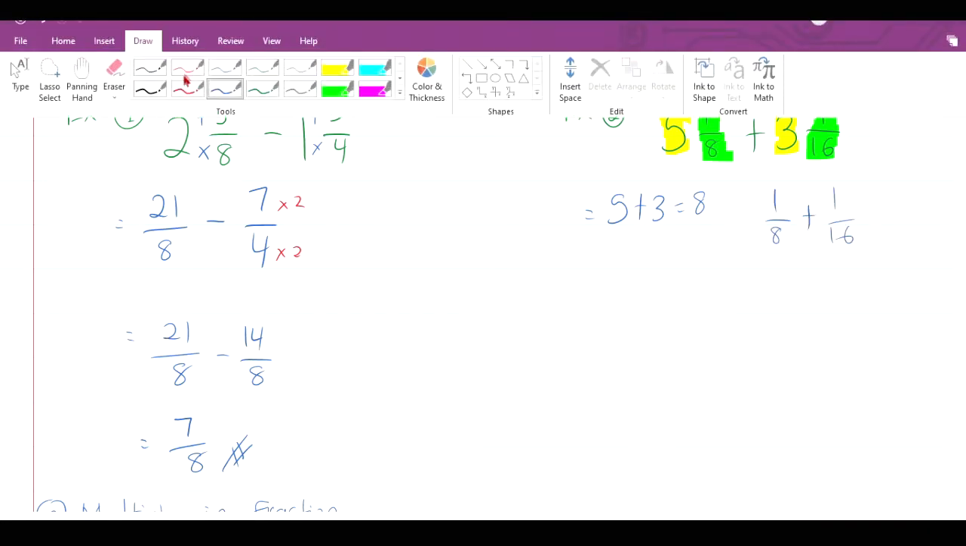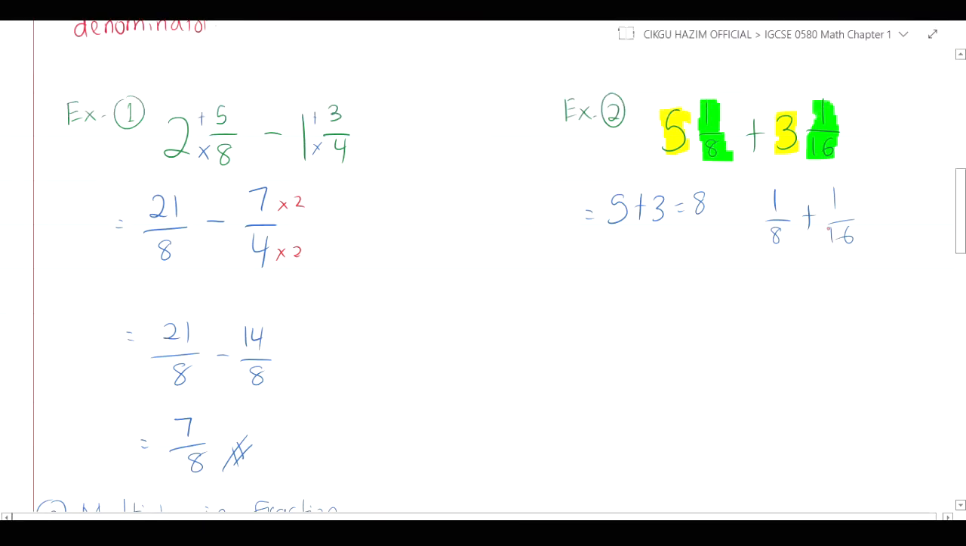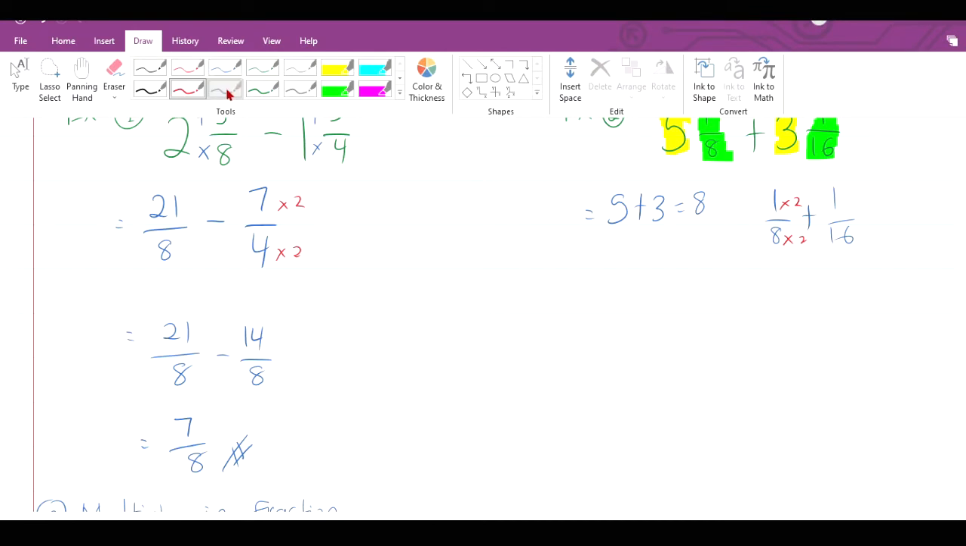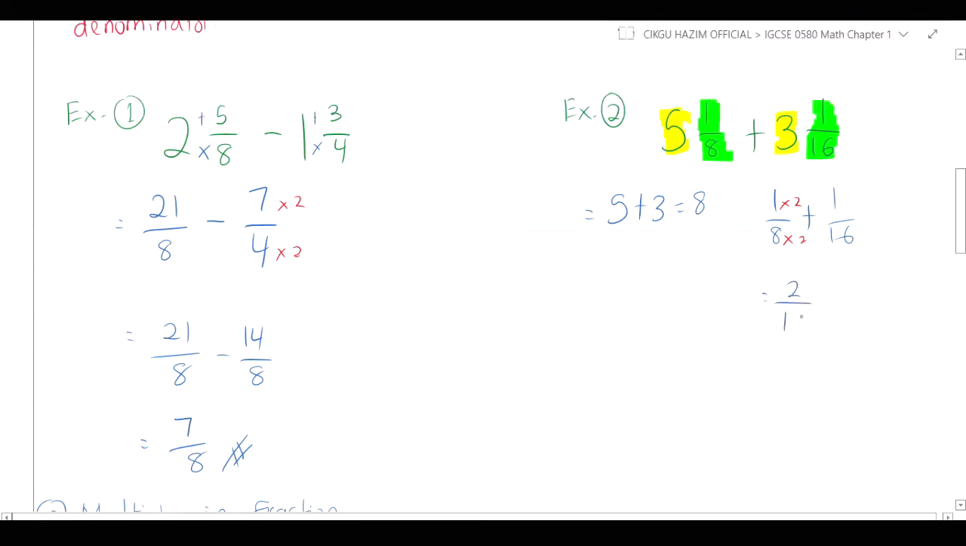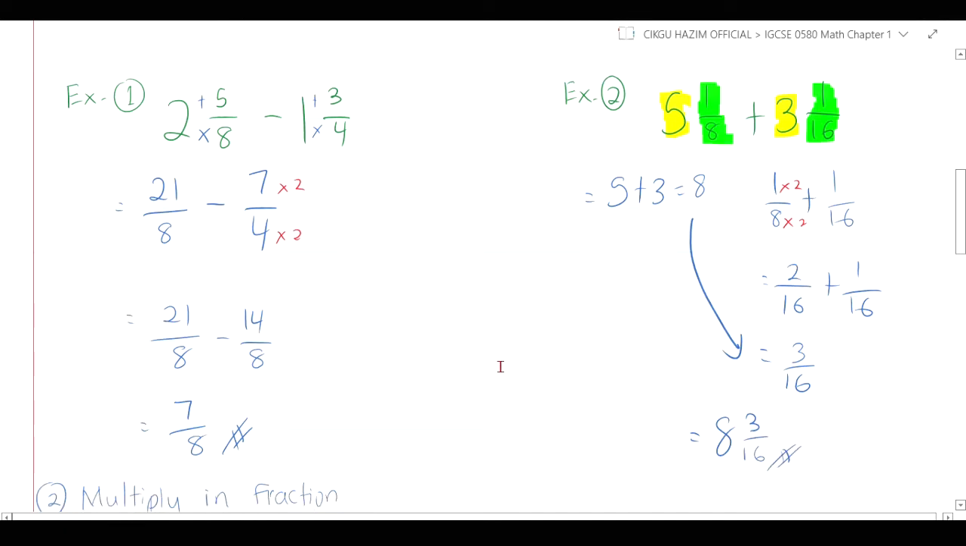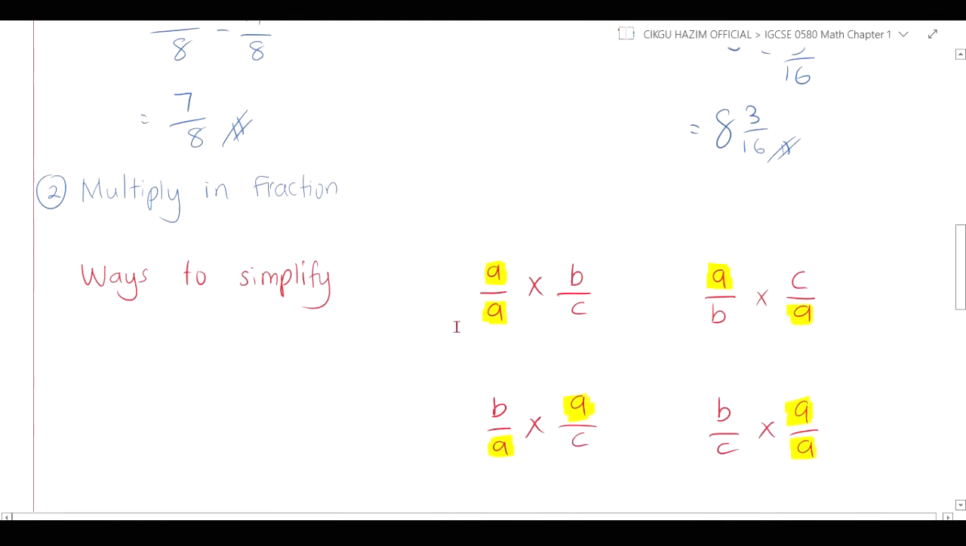So we need to make sure that the denominator is the same. I multiply everything on the left by 2 and by 2. What do we have here? It would be 2 over 16 plus 1 over 16. We have 3 over 16. Then we have 8 here, and combine it, then it will be 8 3 over 16. That's your answer.